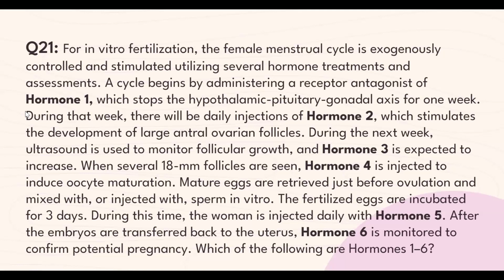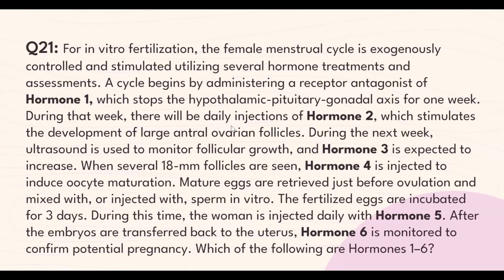Which hormone do you guys think is responsible for completely halting the entire menstrual cycle? The one hormone that's responsible for controlling everything, you know, it's the mastermind of the entire cycle. Exactly, GnRH. So we know that hormone 1 is GnRH. Let's keep that in mind.